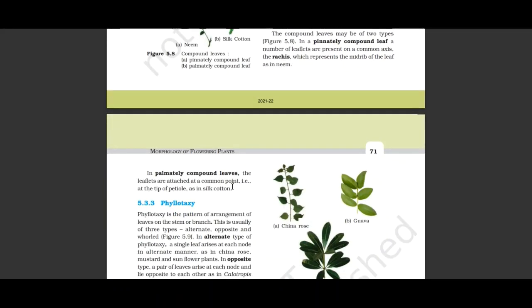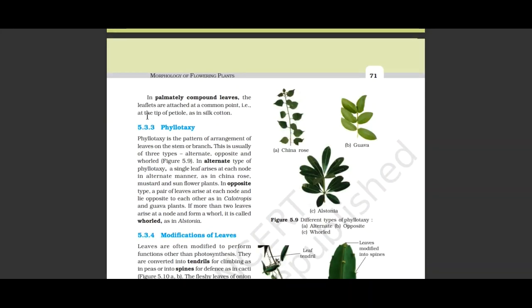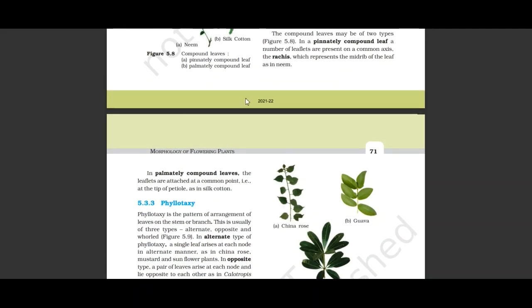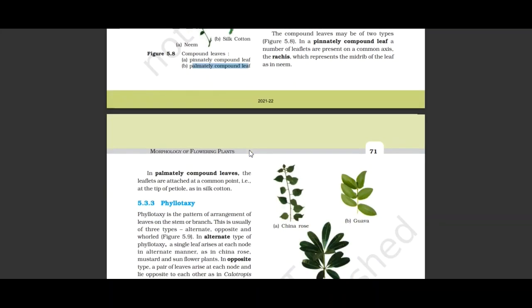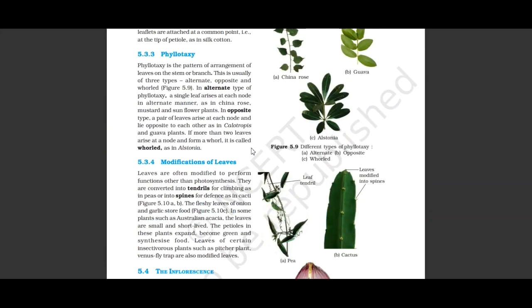In a palmately compound leaf, the leaflets are attached at a common point, that is, at the tip of the petiole, as in silk cotton. You have to remember the example. For pinnately compound leaf, the example is neem, while for palmately compound leaf, the example is silk cotton.